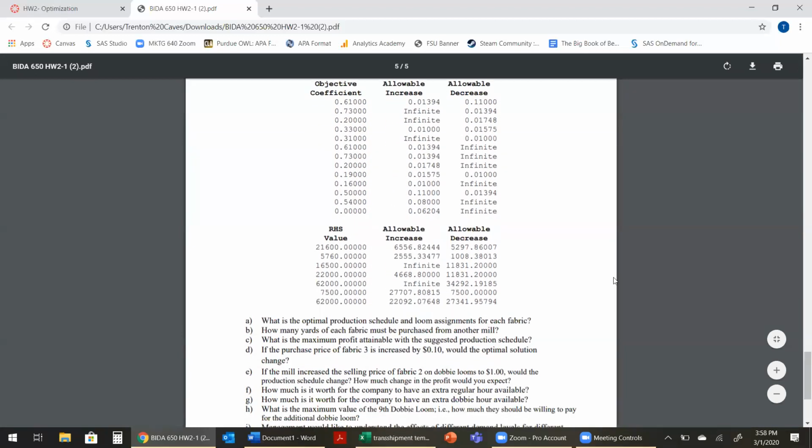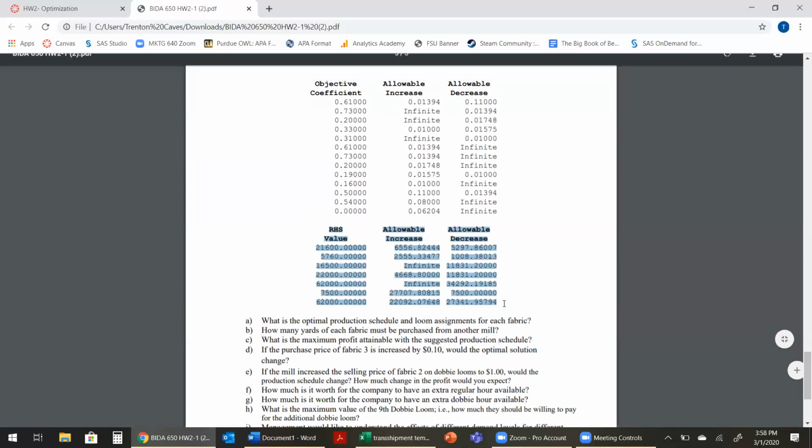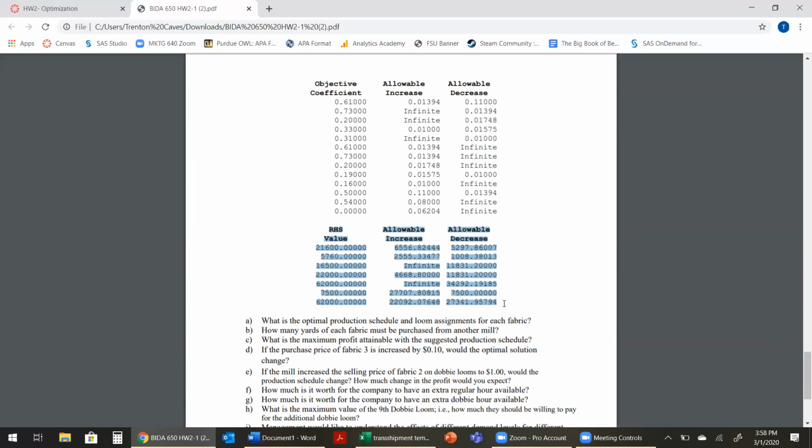And then the last section is the flexibility of our constraints. The first two being our capacity constraints, and the last 5 being our demand constraints.